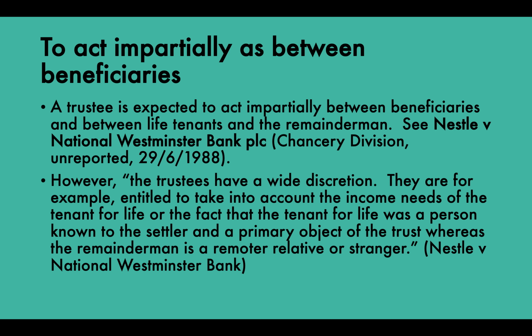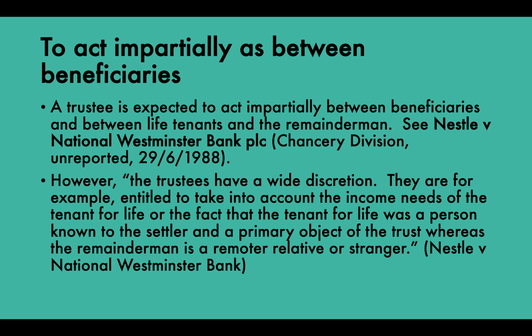So, a trustee is expected to act impartially between beneficiaries and between life tenants and the remaindermen. At its simplest level, then, the trustee is to treat each member of the same class of objects in the same way, on the basis that each object has identical rights to all other members of the same class. The trustees are also required to act impartially between different classes of beneficiary and not simply between beneficiaries of the same class.